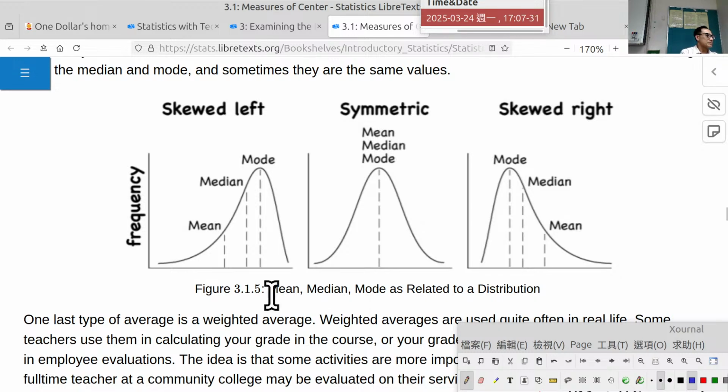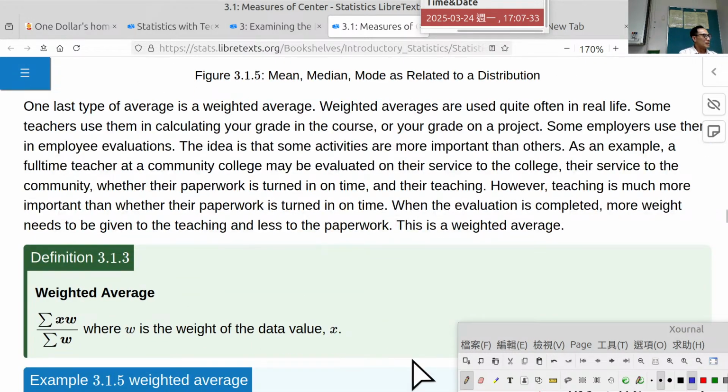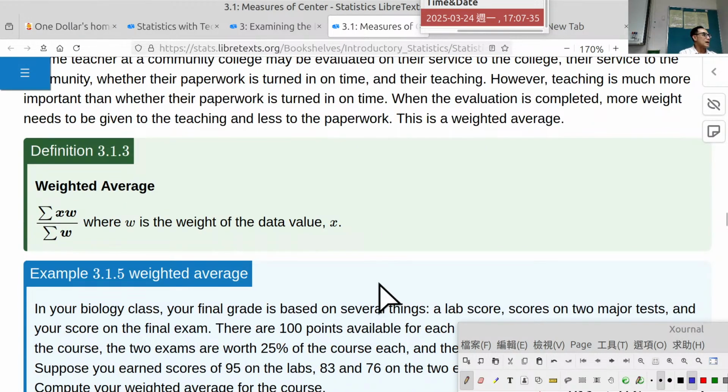Okay, and next. Now definition 3.1.3, weighted average. The formula is the summation of x times w divided by the summation of w, where w is the weight of the data value x.